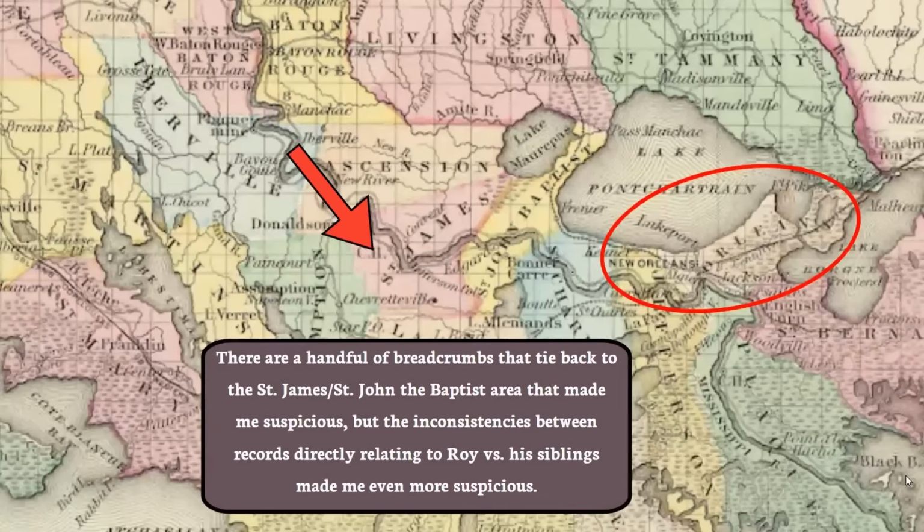So just to give you some context as to where these places are, we have Orleans Parish over here, and then we have St. James Parish over here. Now, there were a handful of breadcrumbs that kept tying me back to St. James and St. John the Baptist Parish right next door that made me a little suspicious. But the inconsistencies between records relating to Roy himself versus his siblings made me even more suspicious.